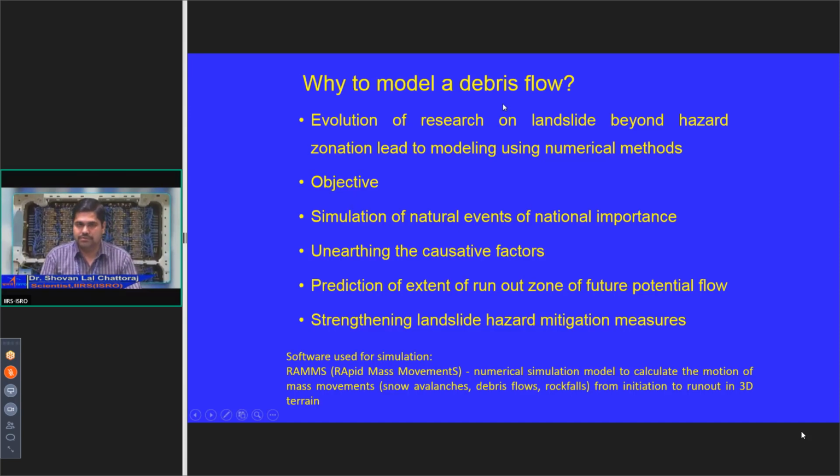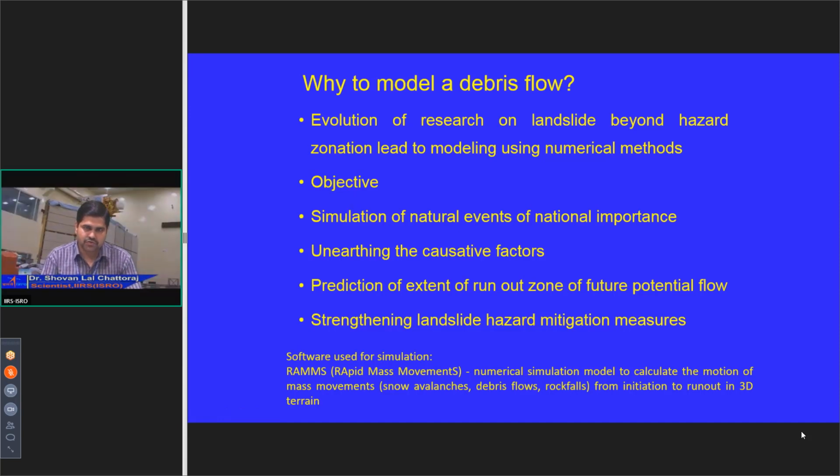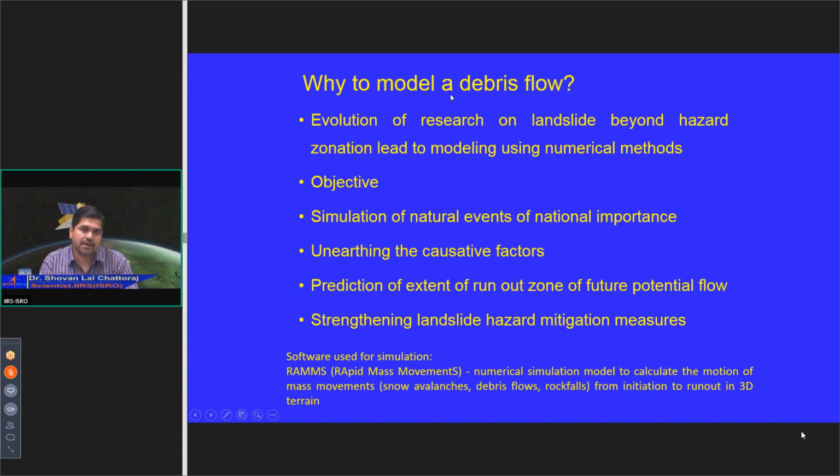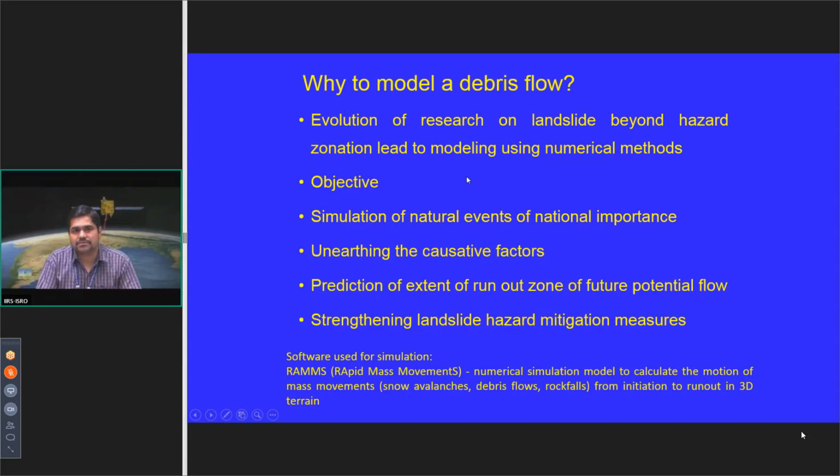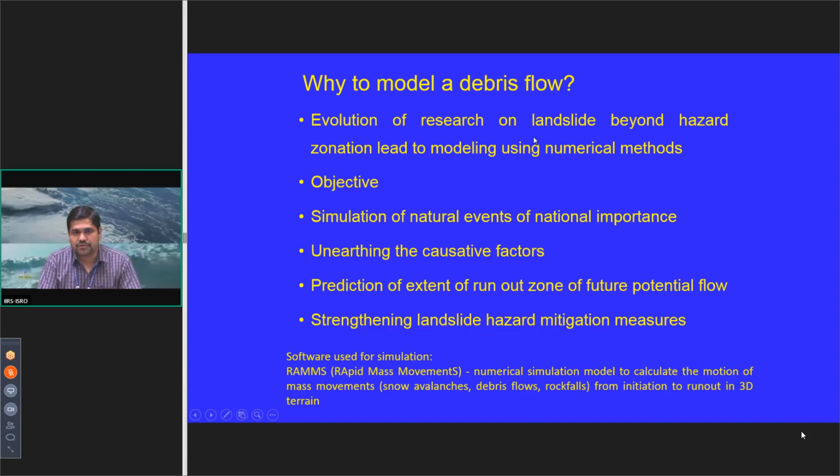Then why model a flow? Debris flow as such, by definition, we have understood by now, but why do I model a flow? In the first half of the presentation we learned how hazard zonation has to be prepared. Now the evolution of research on landslides has gone much beyond that. Now everybody is talking about mitigation. How do I mitigate the slide? So the modeling of the flows can get you the required outputs.